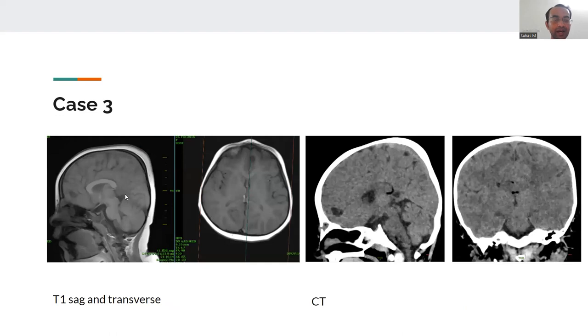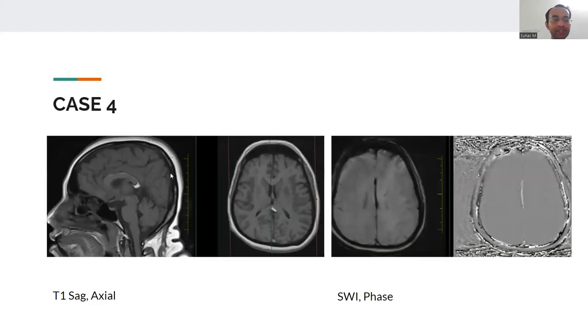A third case has a pericallosal T1 hyperintensity as seen in sagittal and transverse images. Corresponding hypodense area is seen in the same region on CT images. So we come to a conclusion of pericallosal lipoma. Here we can also see a soft tissue density which is extending through a defect in the basal part of the frontal bone, likely to be a meningoencephalocele.